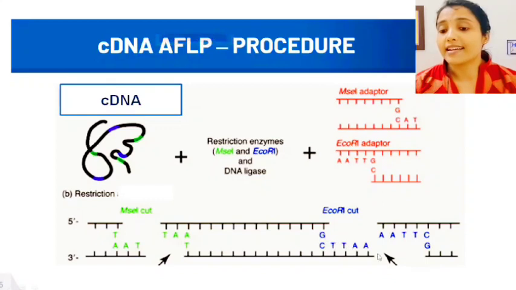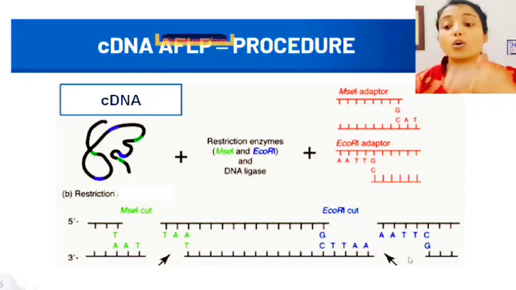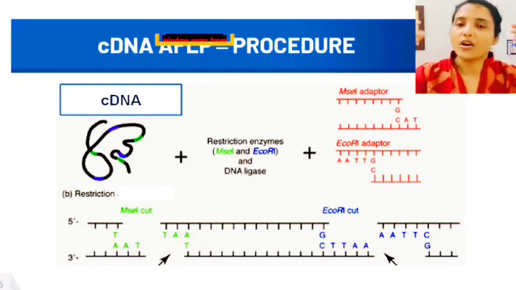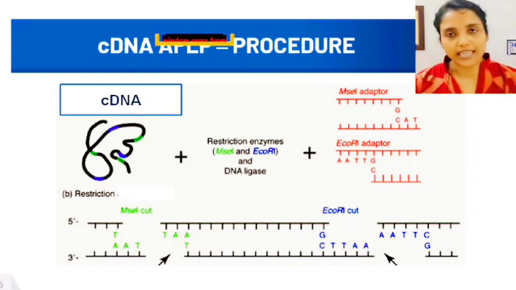EcoR1, on the other hand, has a recognition site of GAATTC, and it always cuts between G and A. In the same way, on the complementary strand, it will cut over here. That's it. That's the first step. Okay, restriction digestion. You have put MSE1 and you have put EcoR1.